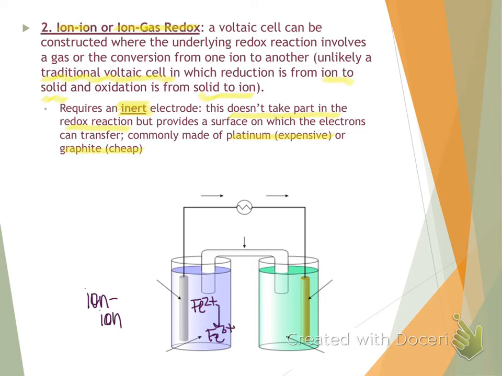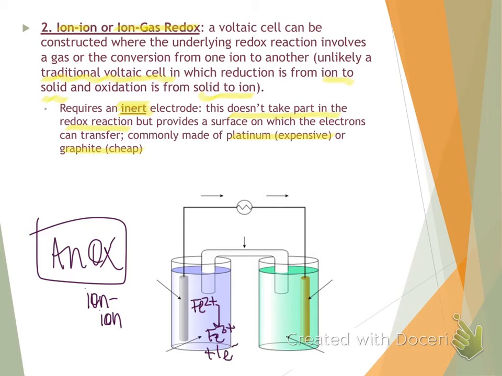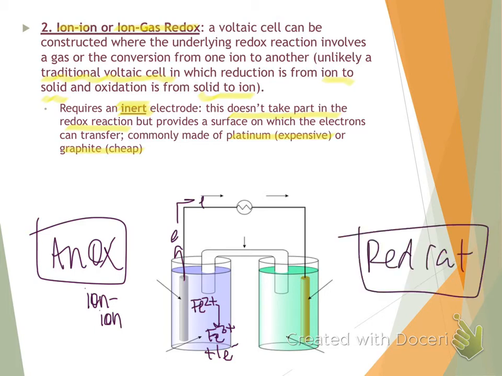For ion-to-ion, we might have Fe2+ forming the Fe3+ ion. So this would be our anode where we have oxidation happening. As Fe2+ turns into Fe3+, it is also going to be losing 1 electron, which would then flow from the anode to the cathode where we have reduction happening.